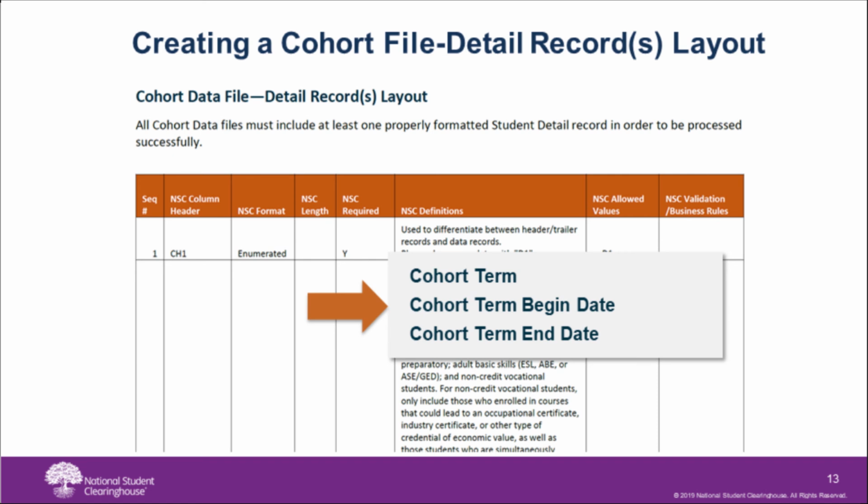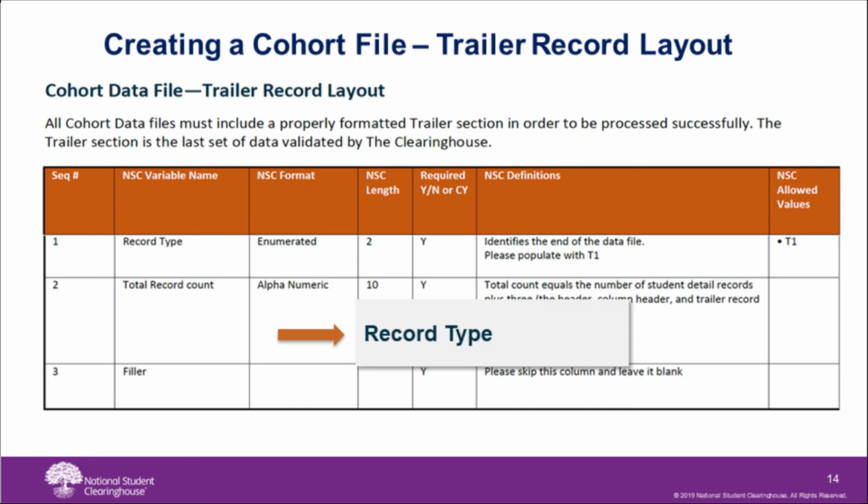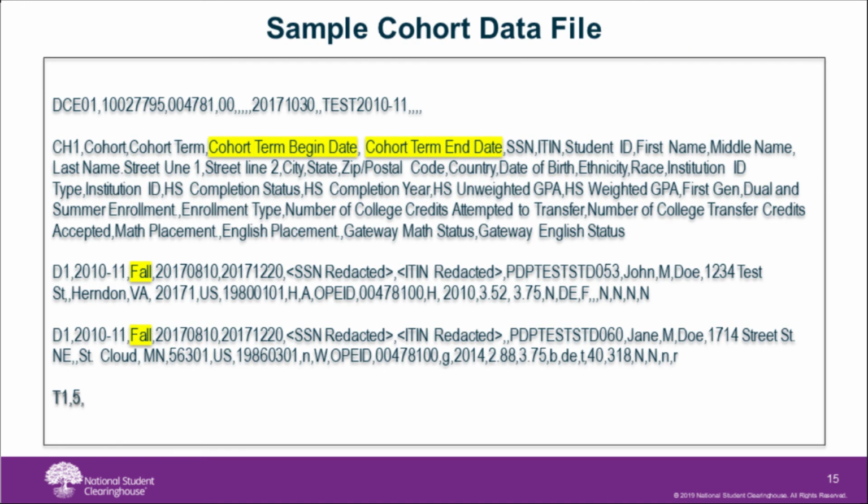The cohort term begin date and cohort term end date fields must be in month, date, year format. Here we want to know your institution's overall term begin and end date. Here is a data definition table for the trailer record in the cohort file. The record type value must be T1. Here is a sample of the entire cohort data file.